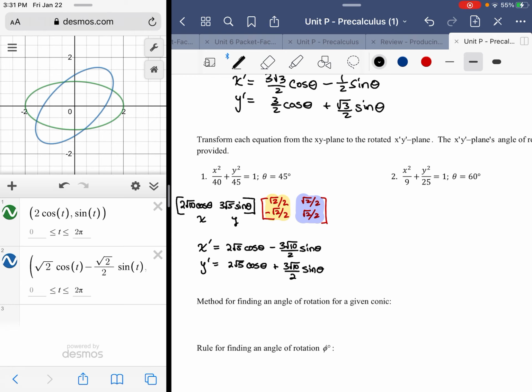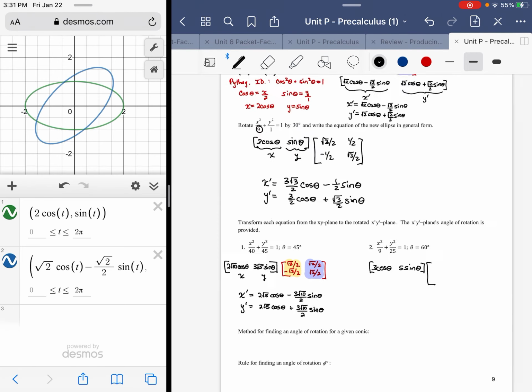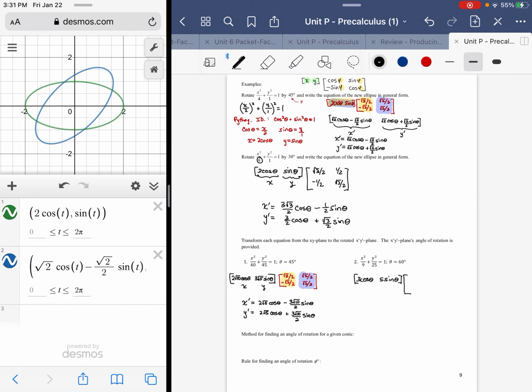All right, and then the last one, we're looking at 3 cosine of theta, 5 sine of theta. Again, the relationship that we discovered: cosine, negative sine. Cosine of 60 is 1/2. Negative sine of 60 would be negative radical 3 over 2. Then radical 3 over 2 and 1/2.